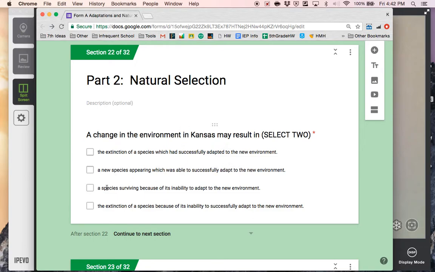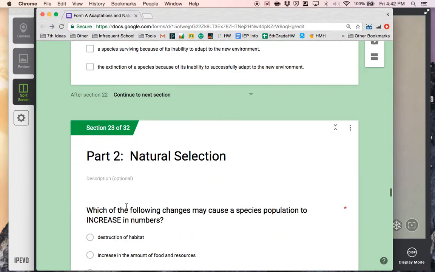This is true. A species surviving because of its inability to adapt. Okay, if you can't survive if you don't adapt, so this would not be true. The extinction of a species because of its inability. Yeah, that would happen too. If its inability to successfully adapt, it's going to get wiped out. So it looks like it's the second one and the fourth one.